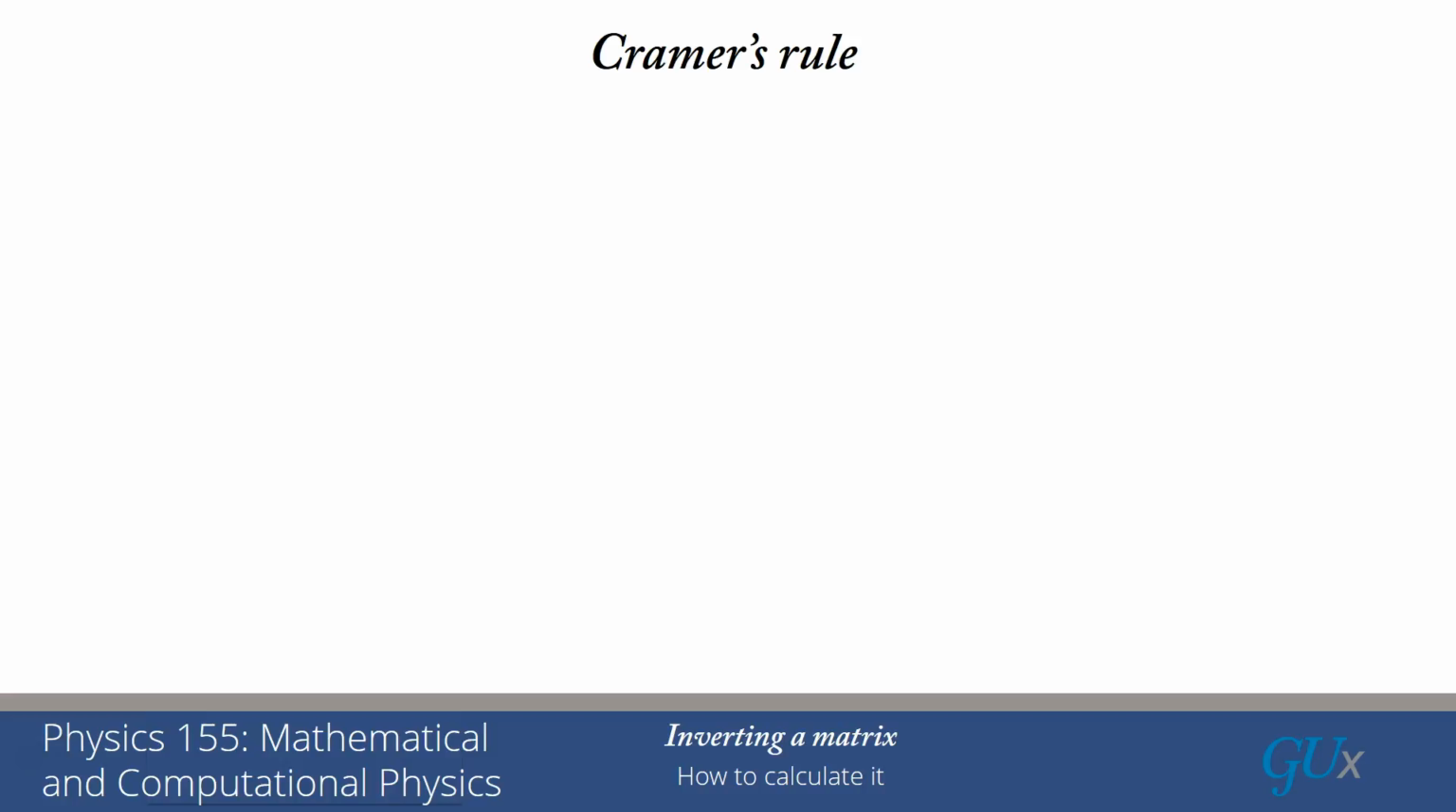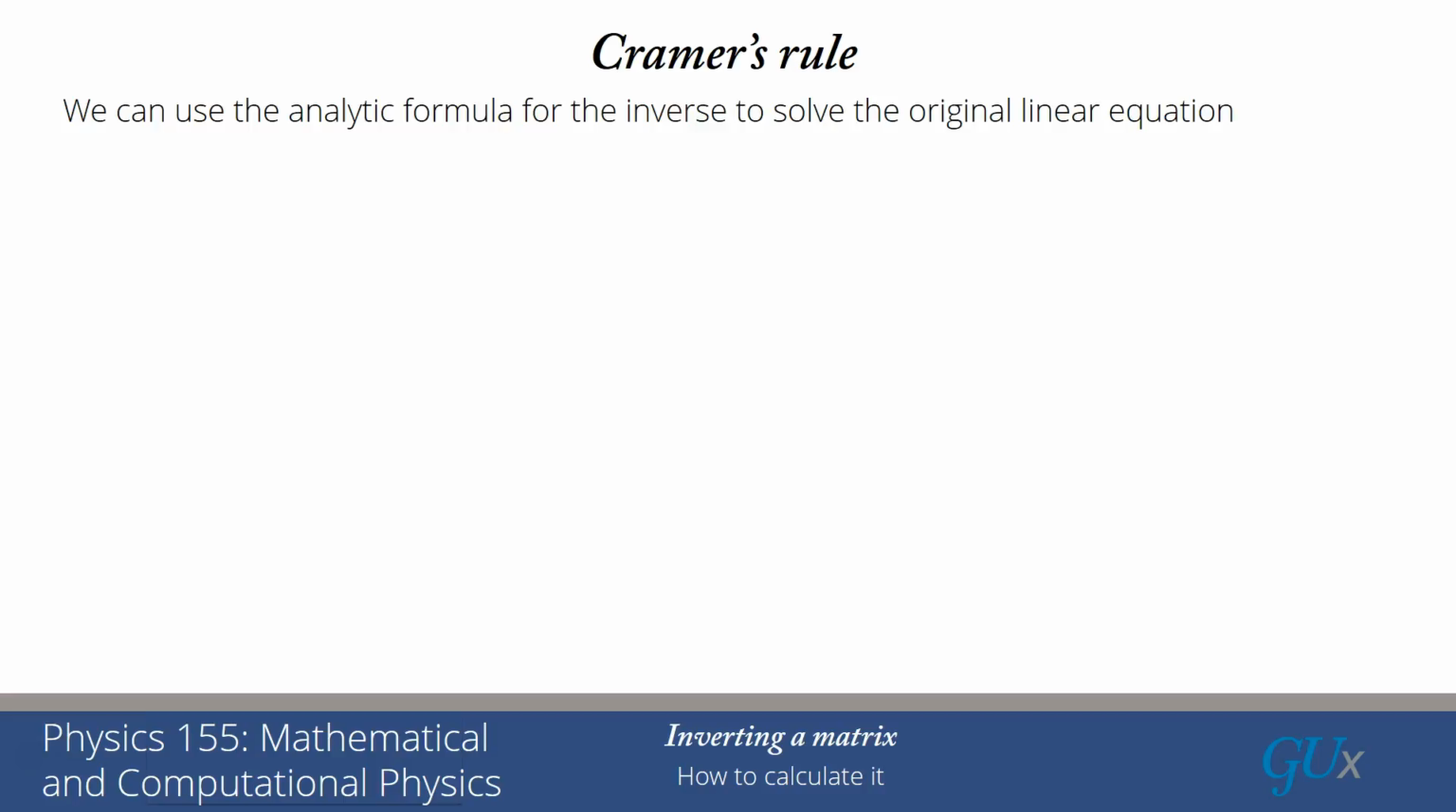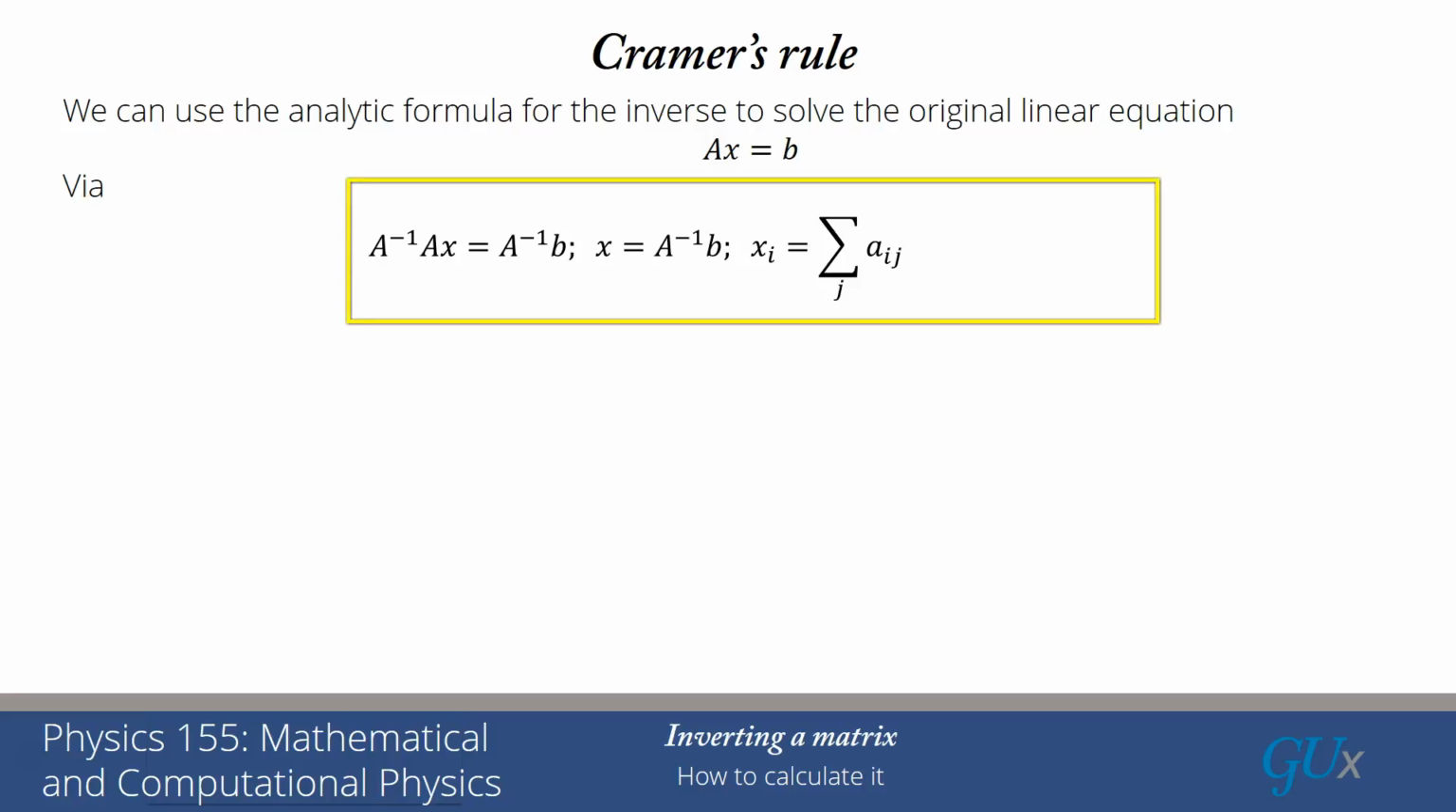Okay, we're going to now look at something called Cramer's Rule. Cramer's Rule is using that formula in terms of those cofactors in order to solve our original linear equation, Ax equals b. And we do it by multiplying by A inverse. So we find x is equal to A inverse b. And now we just plug in what A inverse is by writing it as 1 over the determinant, the sum over j, b_j, C_ji, with C_ji being that matrix of cofactors.